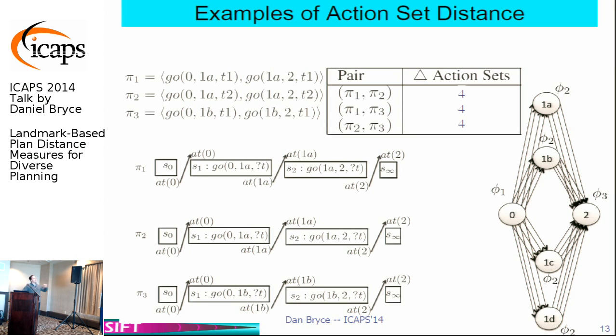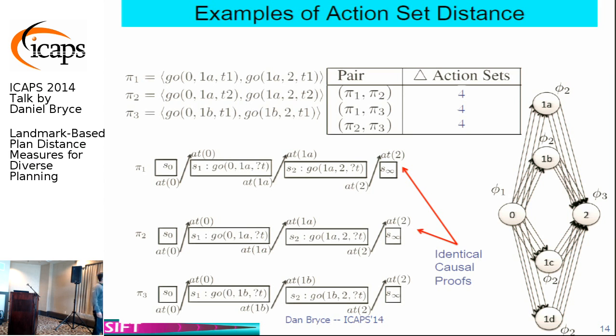So in this example, what I've done is I've had pi 1 and pi 2 are basically the same path going from 0 to 1a to 2, but they're taking slightly different actions. So here they're using T1 versus T2. Imagine this is taking just a different truck. But it doesn't really matter which truck you take to get to your destination. And if you were to look at the lifted causal proofs for these two plans, you would see that they're identical.